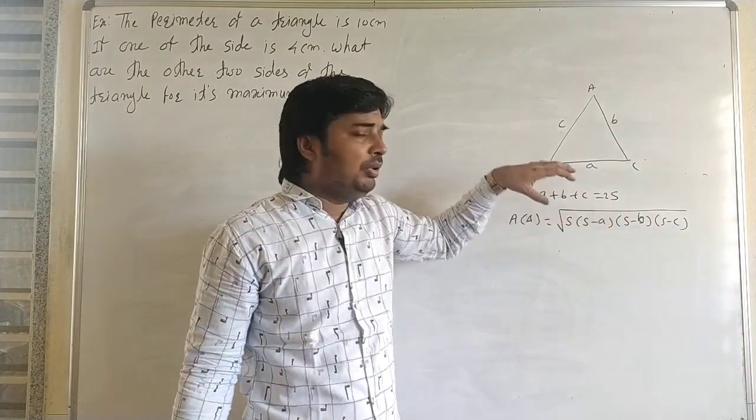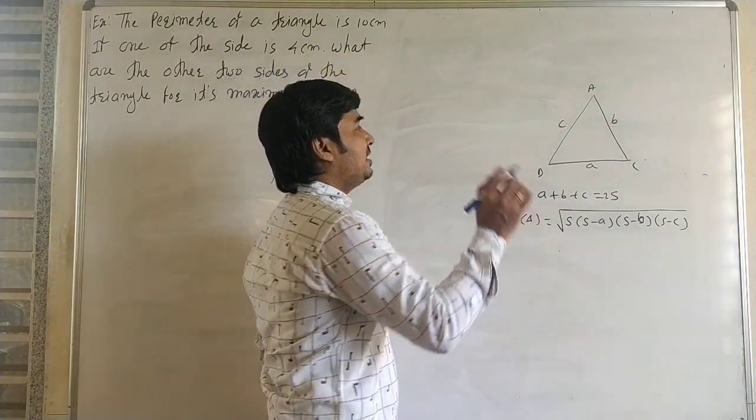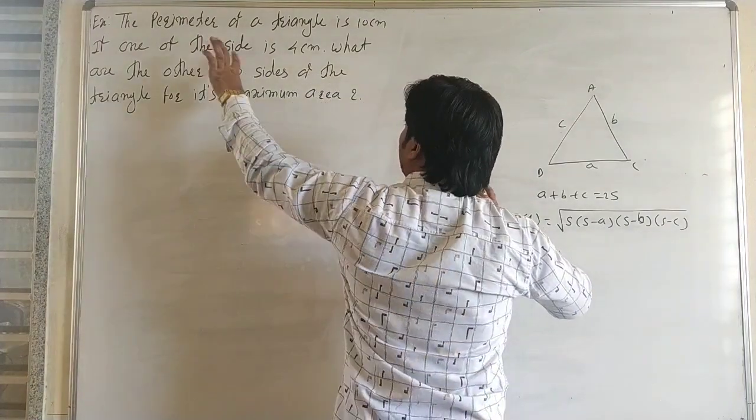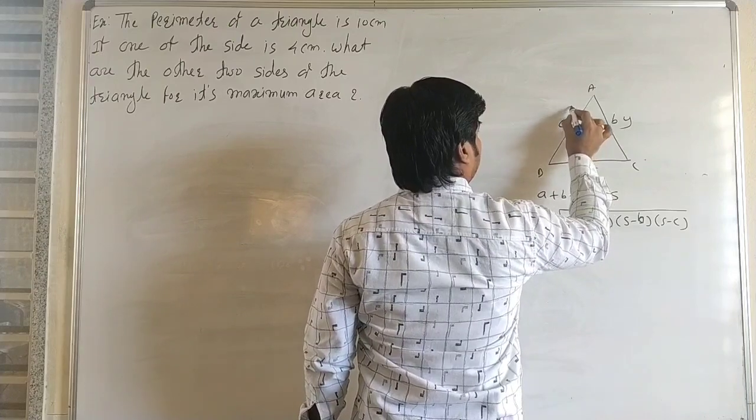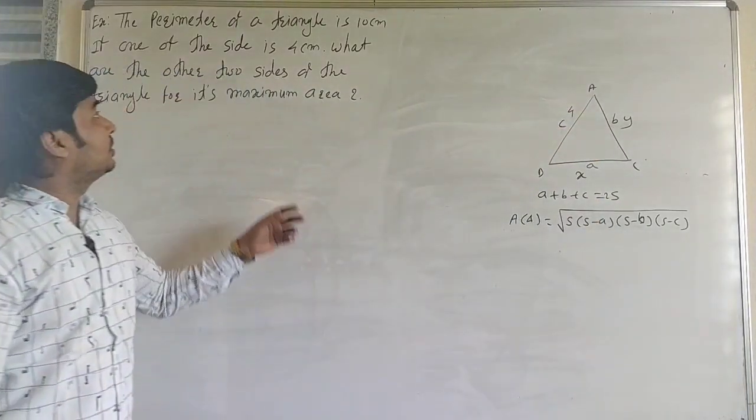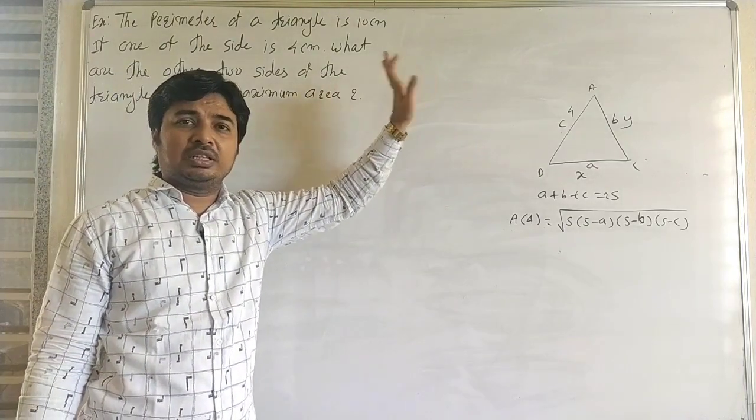Okay, now the a and b notation, let it be, or take x and y, because here one side is given. Okay, here one side is given, therefore it is x, it is y and it is 4. One side is given and it is 4. Okay, you can take the notation as x, y and 4, it works.